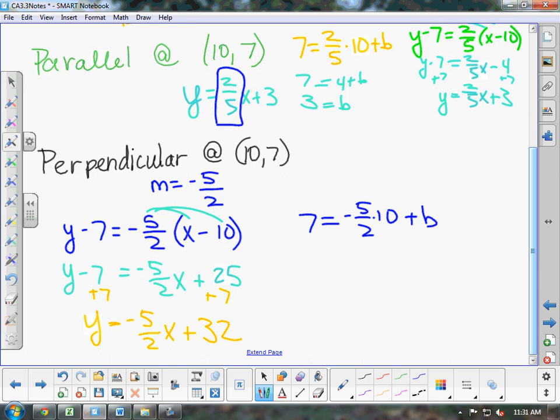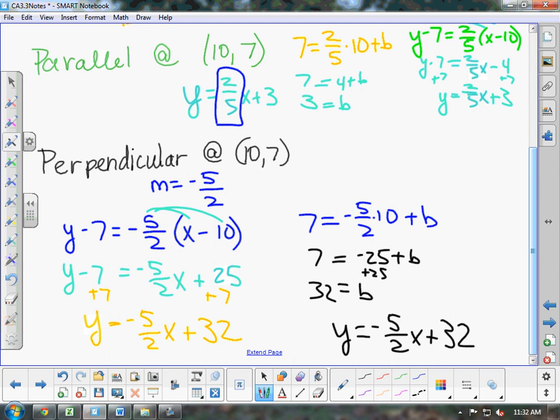Or solving this one, negative 5/2 times 10 is negative 25 plus b equals 7. Adding 25, you would get b equals 32. Or the same thing you got before. And that's dealing with perpendicular lines and parallel lines.